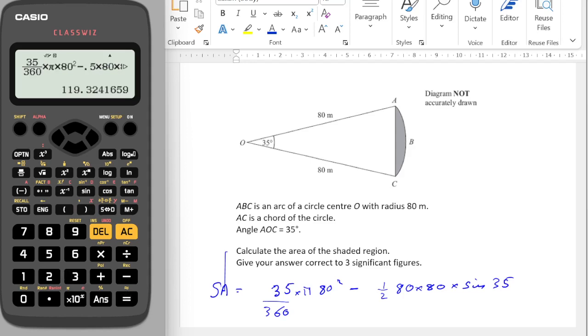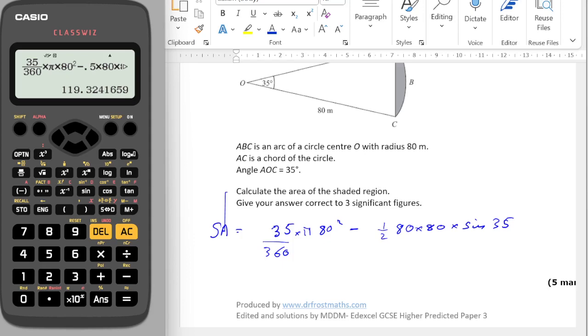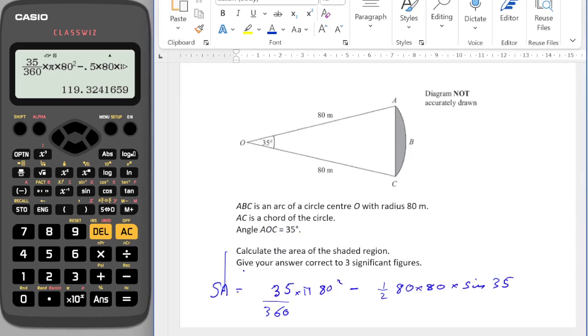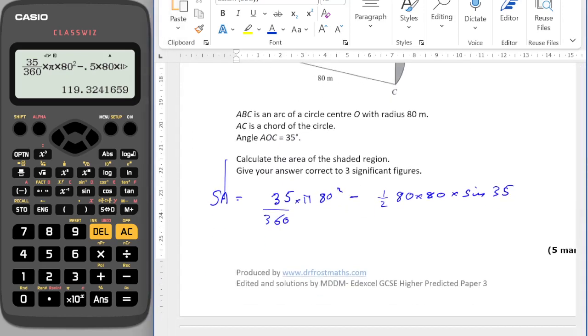So I'm looking at 119 point, correct, so that's going to be 119.3241. So to three significant figures, 119 centimeters squared.